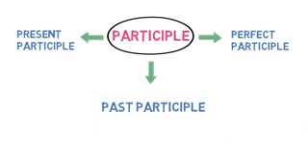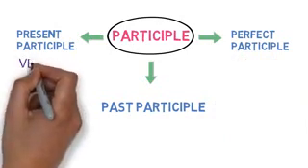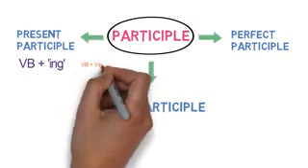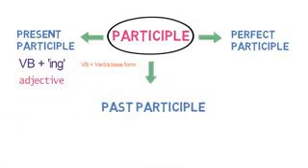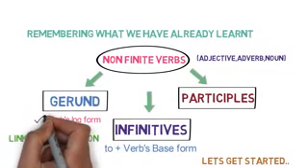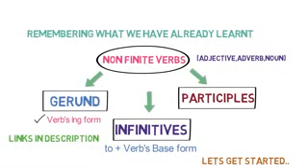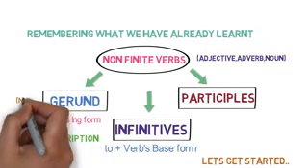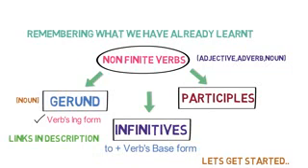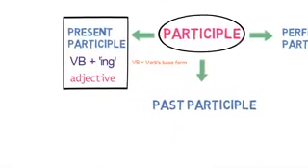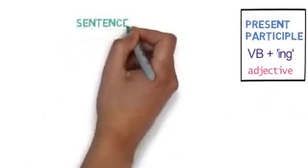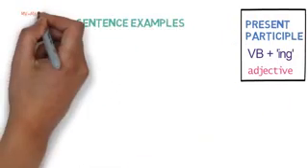Present participle is created by adding ing to verb's base form and functions as adjective. In the gerund video, we saw that gerund is also formed by verb's base form plus ing, but they function as noun in the sentence. So please do not confuse present participle with gerunds. Let's look into the sentence example of present participles.